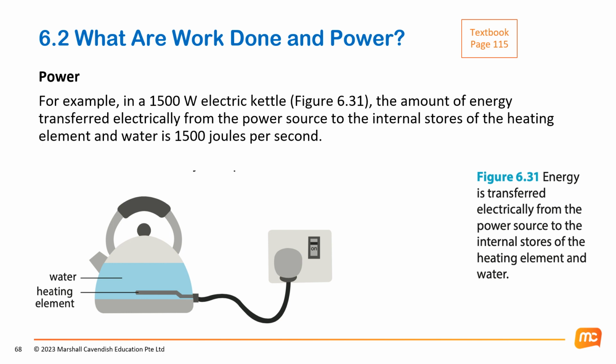So an example here for power is an electric kettle. Let's say it is 1,500 watts. What it means is that every second 1,500 joules is being transferred from the power source to the internal store of the heating element and the water. So 1,500 joules every second is being transferred, in this case via electricity.